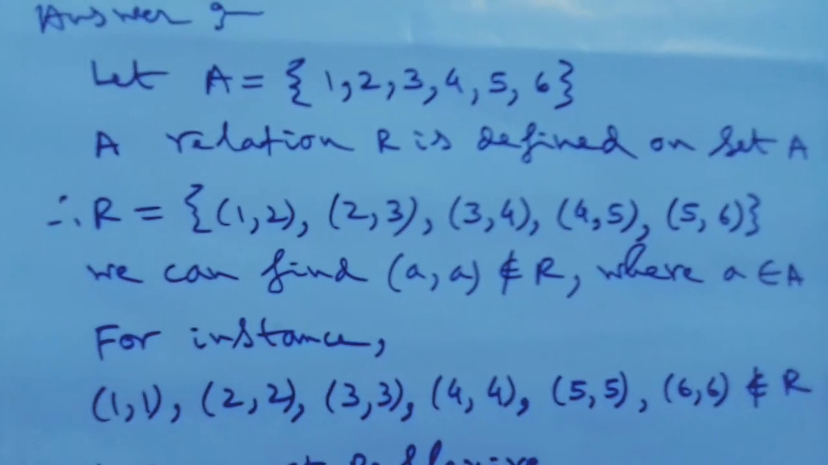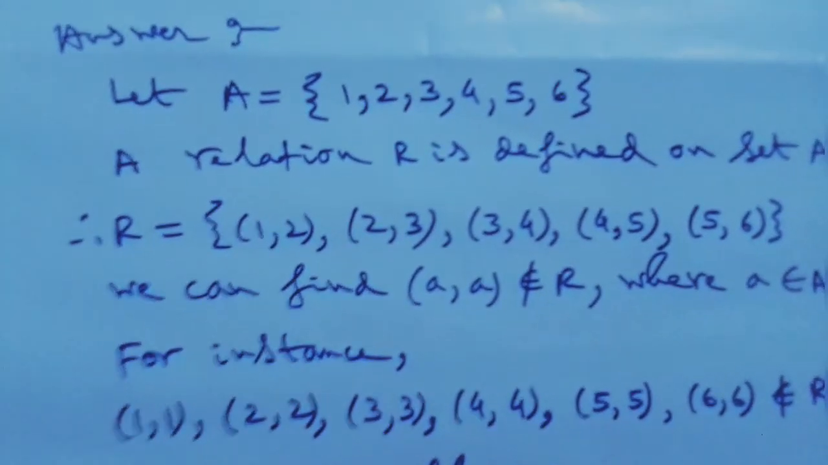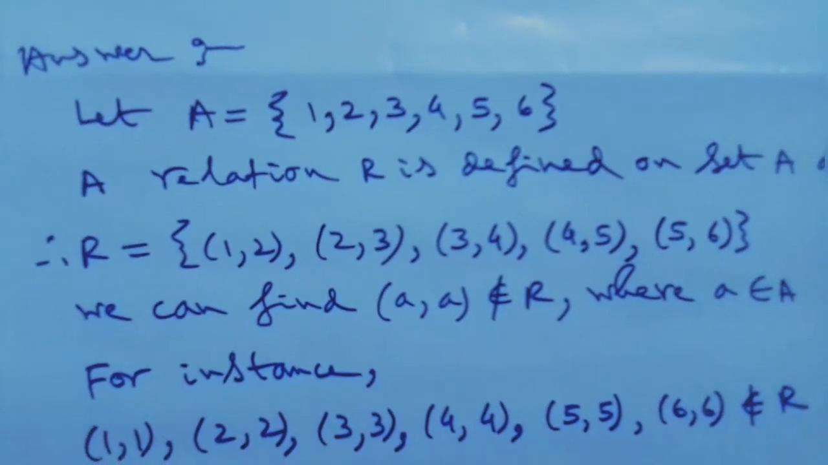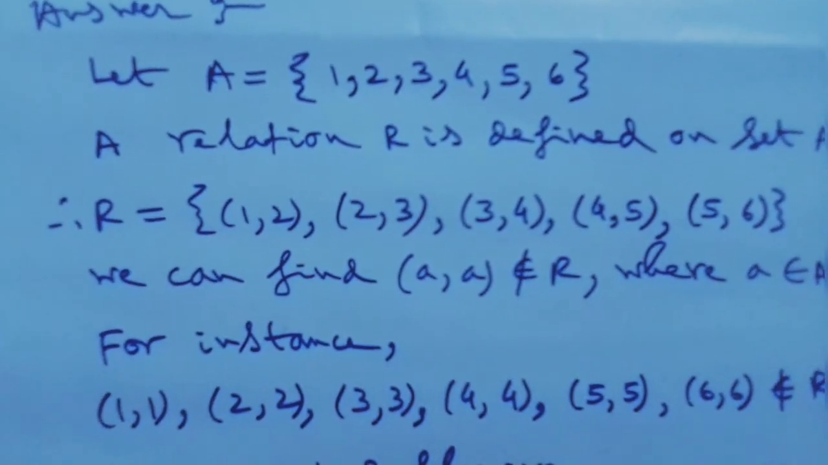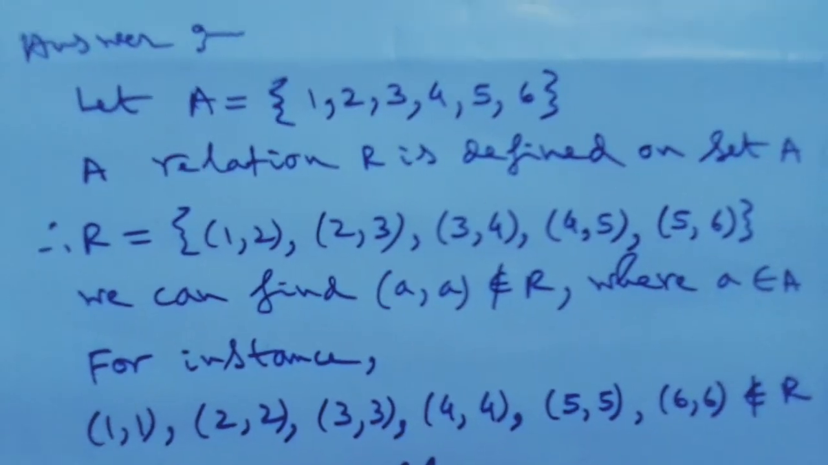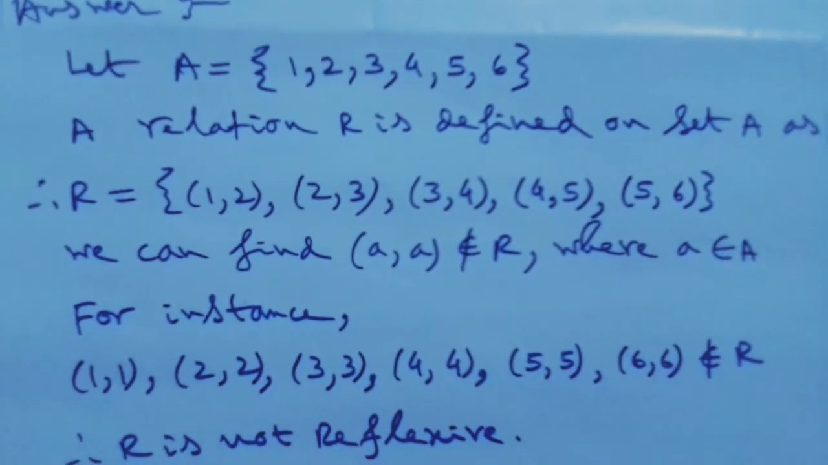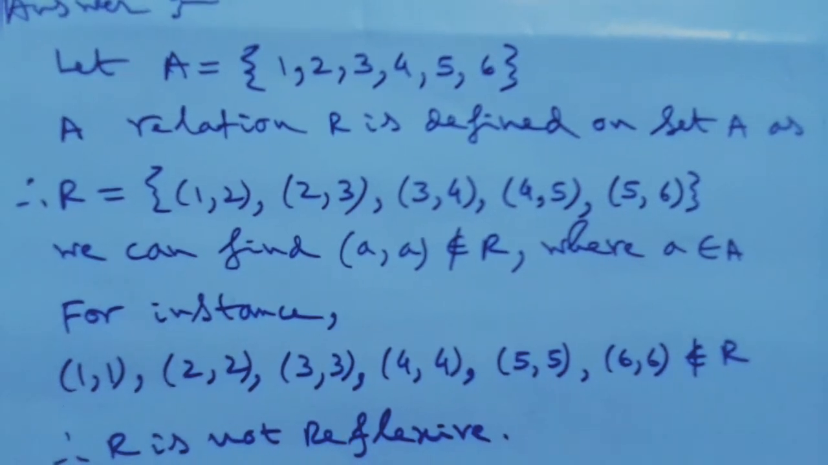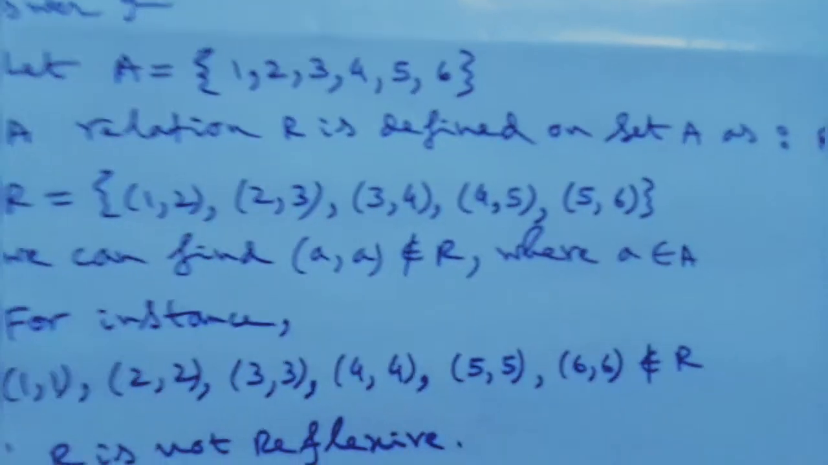Now let's take these points. Checking this relation R, we construct (1, 2) as 2 equals 1 plus 1, (2, 3) as 3 equals 2 plus 1, (3, 4) as 4 equals 3 plus 1, and (4, 5) as 5 equals 4 plus 1. So all these pairs are included in R. Now we check reflexivity: (1, 1), since 1 is not equal to 1 plus 1, it is not in R. So it is not a reflexive relation.